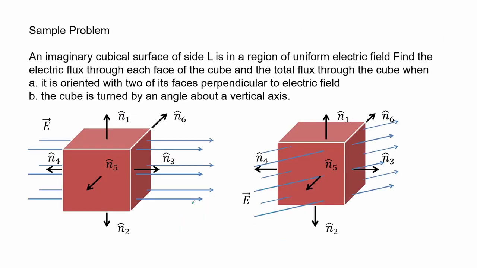Sample problem. An imaginary cubical surface of side L is in a region of uniform electric field. Find the electric flux through each face of the cube and the total flux through the cube. Letter A, it is oriented with 2 of its faces perpendicular to the electric field. Letter B, the cube is turned by an angle about a vertical axis. Refer to the figures here.